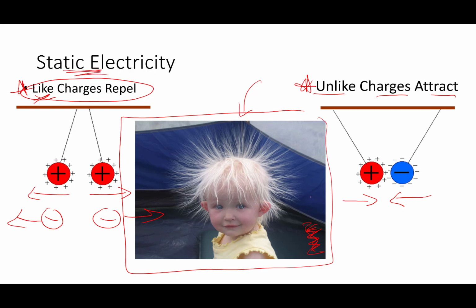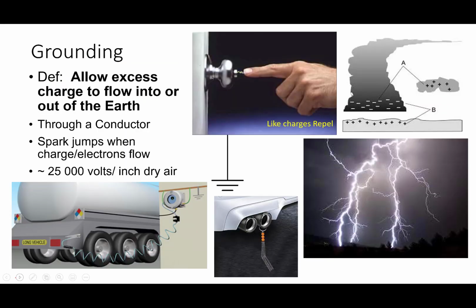We don't know if her hair is all negatively charged, or if the rubbing back and forth, her hair is all positively charged. All we can tell from this picture is that her hair all has the same charge and hence repels itself. Now, how do you get rid of a static electric charge?